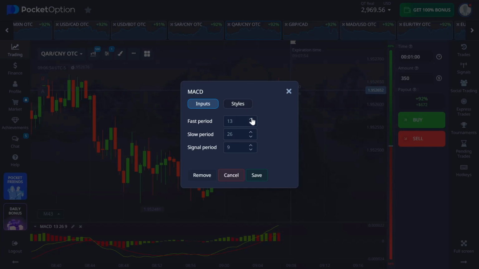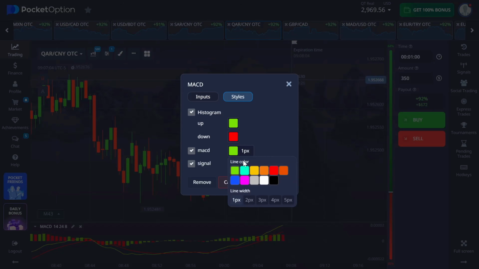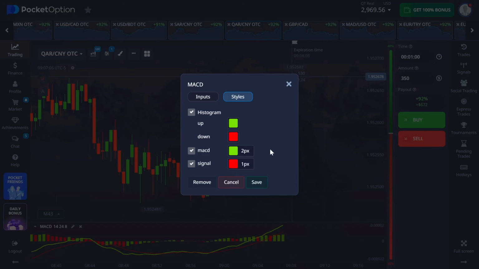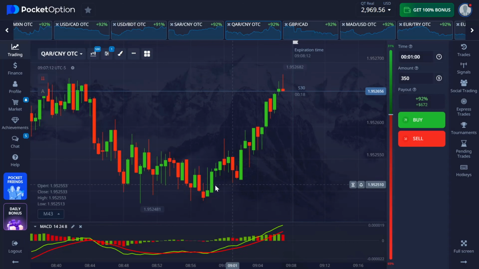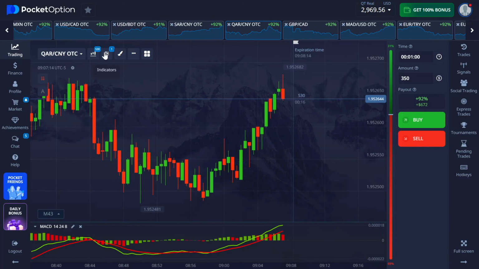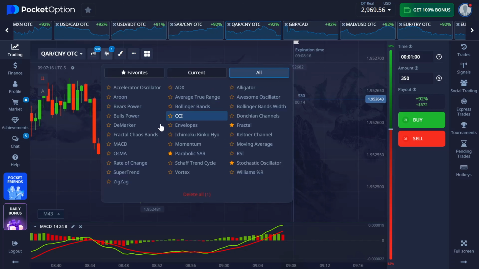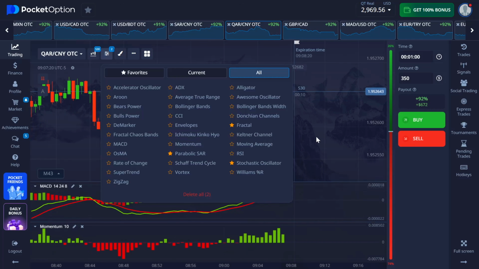I'm going to choose 14 and 24 and 8. Okay. I like to thicken the line so I can see the price much better. As I always said, guys, colors and thickness of the lines is up to you because it's personal. So for the next one, we're using momentum.